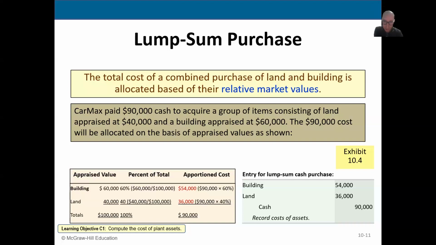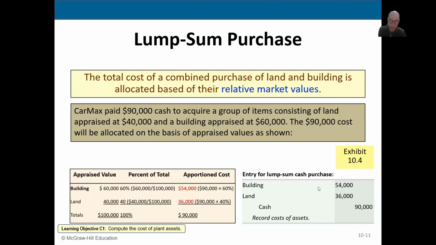Okay. The appraised value came in at 100,000. We bought it for 90. That's a good deal. Okay. So, because the appraised value is at 100,000, 60% to building, 40% to land. So 60,000 goes to the building, 40,000 goes to the land. Basically assigns the value for the lump sum purchase.